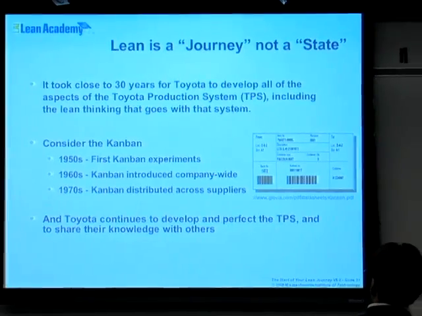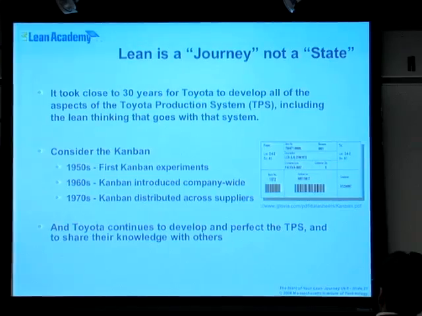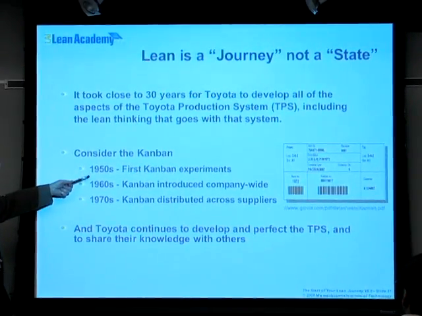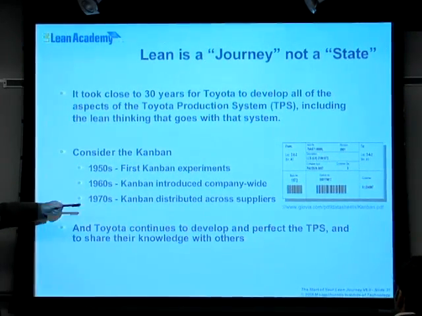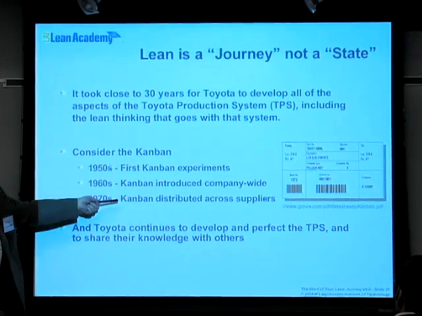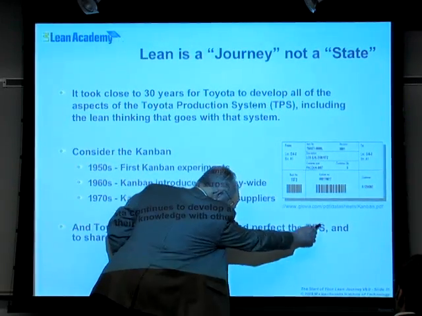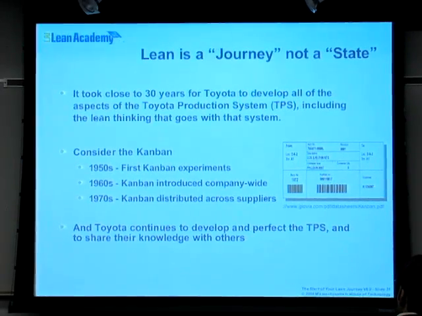So it took 30 years for Toyota to develop all aspects of this system. And you can see that they did their early experiments with Kanban in the 50s. It took them 10 years and they put it company-wide. And then they drove it all the way down to their first, second, and third tier suppliers, and they're continuing to develop what we call the Toyota production system. Boeing now, for example, calls that the BPS, the Boeing production system, which is basically the Toyota production system, and they're very, very proud of that.